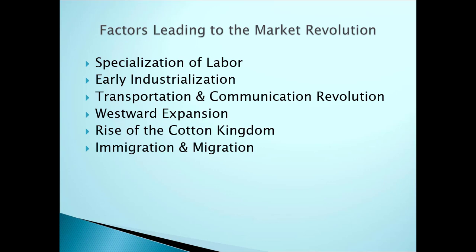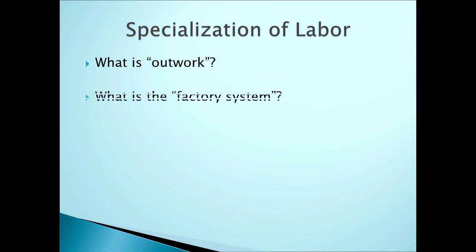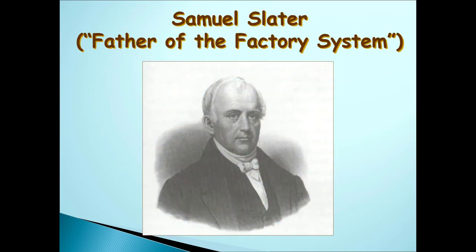Now these are not the same word. Immigration is people coming into the country. Migration would be people moving around in the country. And of course, then you've got government support for business. So specialization of labor. Now, what is outwork? What is a factory system? What is the Lowell and Waltham Mills? Well, we're going to get into that.